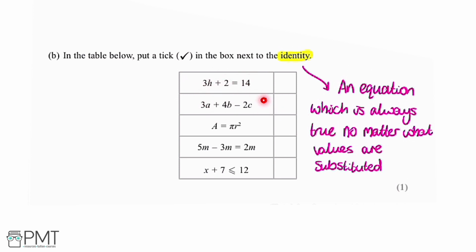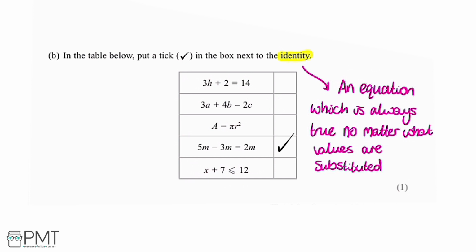For this one, well, this isn't an identity because it's not an equation. It's not equal to something. This isn't an identity, this is a formula. I'm going to skip this one for a second. This one's not an identity for the same reason as the first one. There are certain values of x that I could sub in, for which this will be true, for which this will be less than or equal to 12, but there will be some values for which this is false.